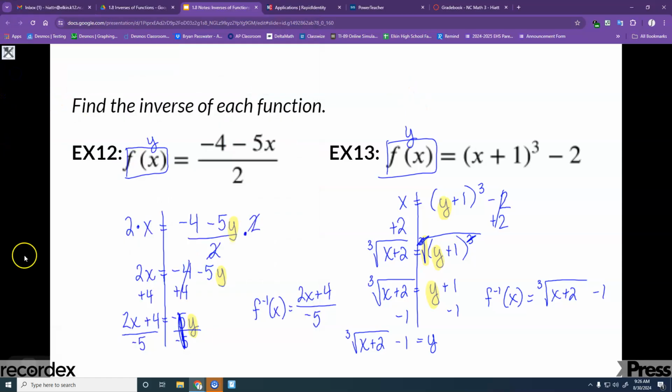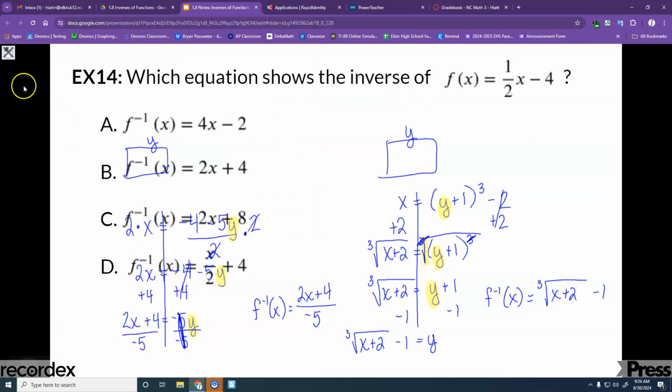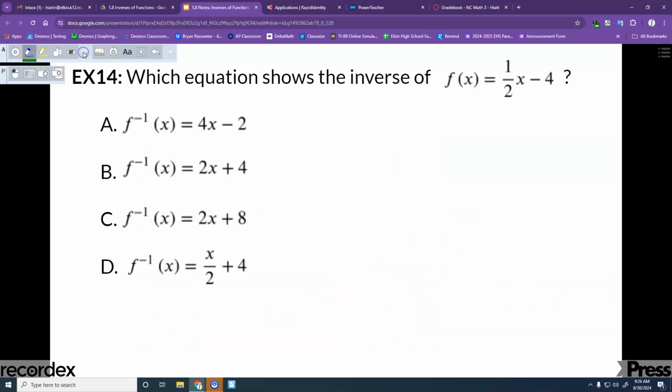All right, let's see here. Okay, so some of the questions you are going to get are going to be multiple choice. Okay? You can solve these by hand. You can use Desmos to graph. Okay? Now, in my opinion, it is faster to solve these by hand. Okay?